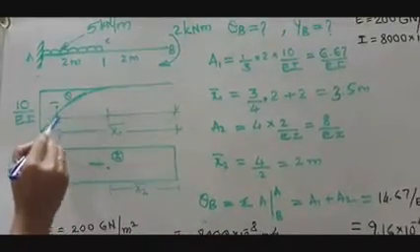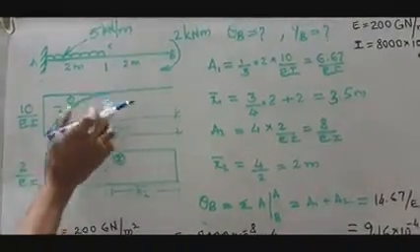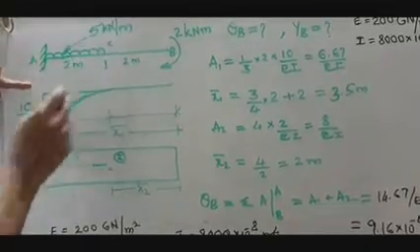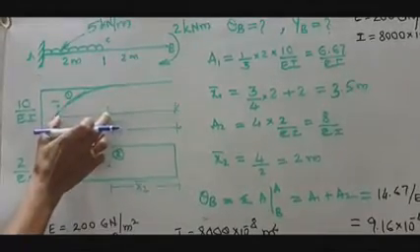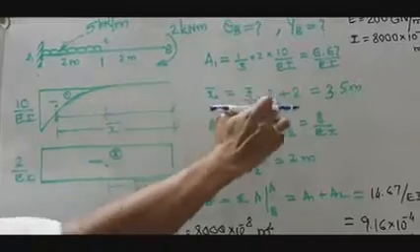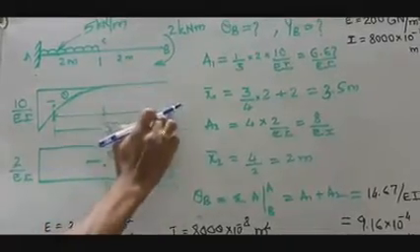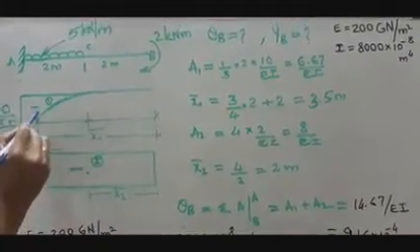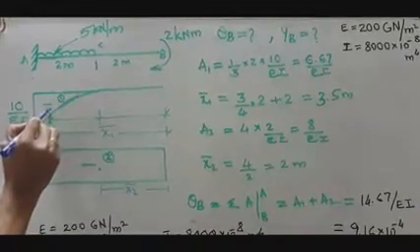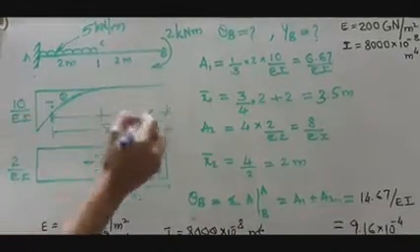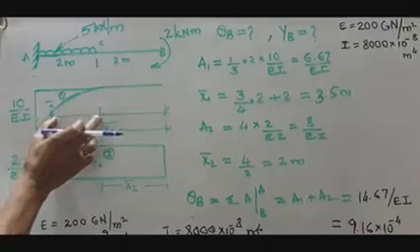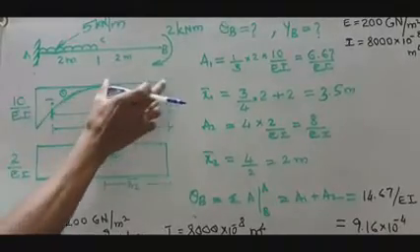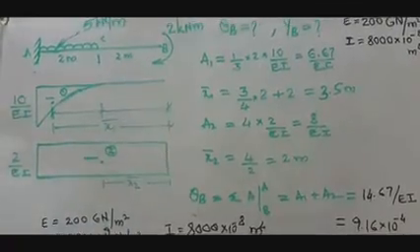The distance of the CG: you know that the parabolic portion is between A and C. So here, the CG is 3/4 of the base from the vertex, that is 3/4 of 2, plus you have to add this 2. So x1 bar, from the CG of this portion to B, is 3/4 of base 2, plus 2, that is 3.5 meter.